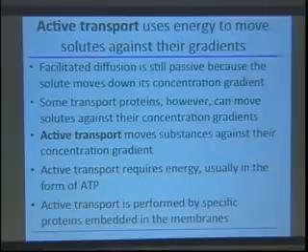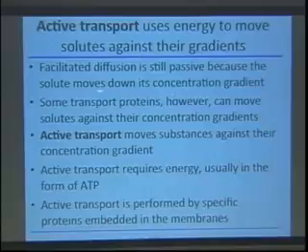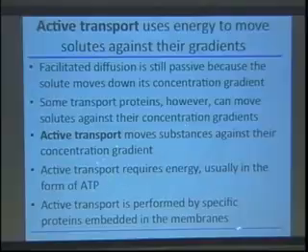Now, in contrast to passive transport, we also have active transport. And in this case, we have a situation where energy is required to move various kinds of molecules against their concentration gradient. Right? So facilitated diffusion, as we just discussed, is still a passive process because the solute is moving down its concentration gradient. But in some cases, we have transport proteins that actually can move solutes against the concentration gradient. And this is active transport. So it requires energy in the form of ATP, and it's also performed by very specific kinds of proteins that are embedded in the membrane.